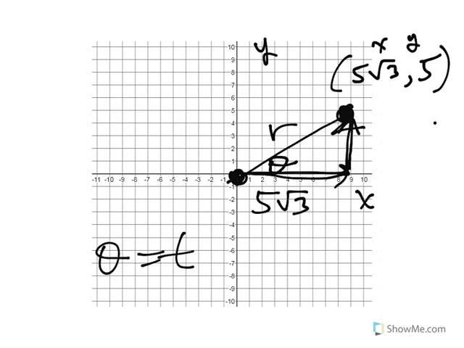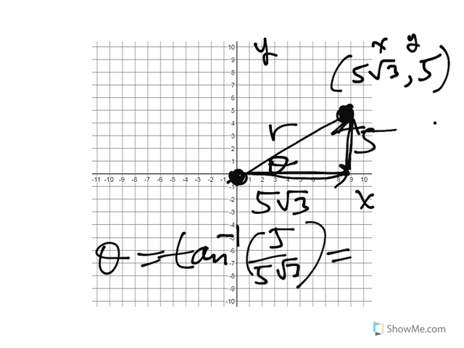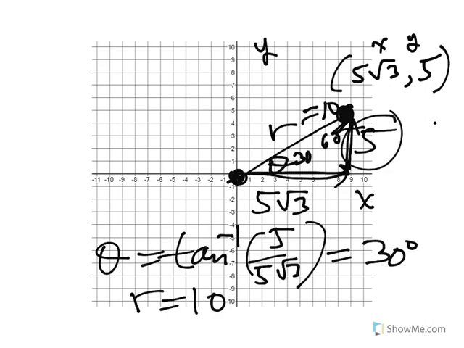theta is tan inverse of 5 over 5 radical 3, which ends up becoming 30 degrees. And r is 10. You could get that by Pythagorean theorem, or because in a 30, 60, 90 triangle, the hypotenuse is double the length of the shortest side.